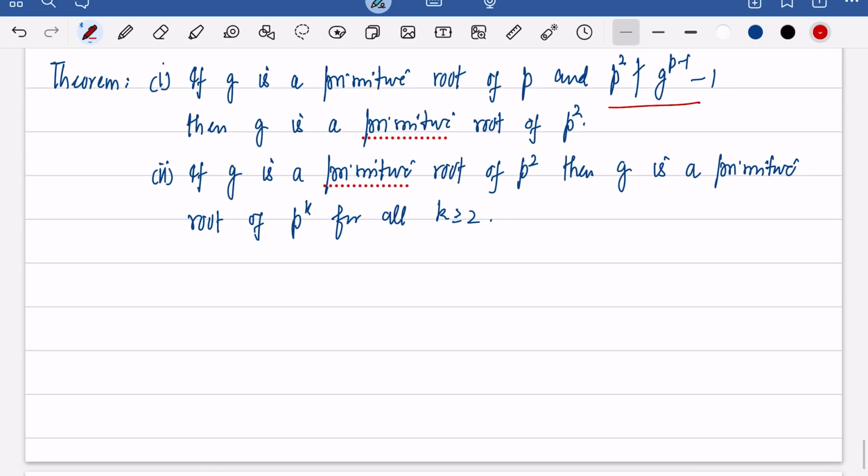So now first let's find a primitive root of some integer. Let us write down: find a primitive root of 3.